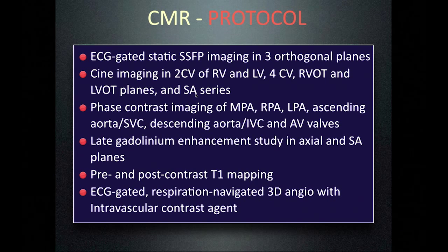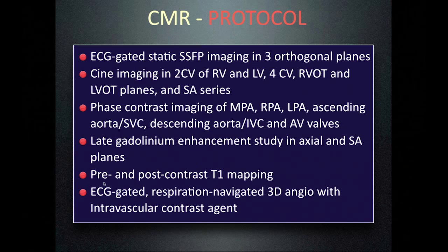for the ventricular volumes and myocardial mass. Then for the blood flow assessment using so-called phase contrast imaging, we target the main pulmonary artery, right and left pulmonary arteries, ascending aorta, superior vena cava, descending aorta, inferior vena cava, and atrioventricular valves. Then for the tissue characterization, we do late gadolinium enhancement study in axial and short axis planes.